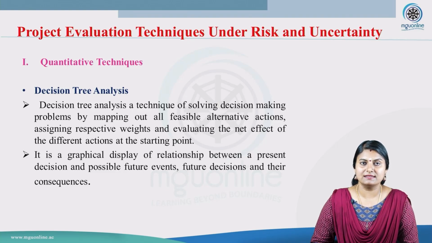Decision tree analysis is a quantitative technique for solving decision-making problems by mapping out all feasible alternative actions, assigning respective weights, and evaluating the net effect of the different actions at a starting point. It is a graphical display of the relationship between a present decision and possible future events, future decisions and their consequences.